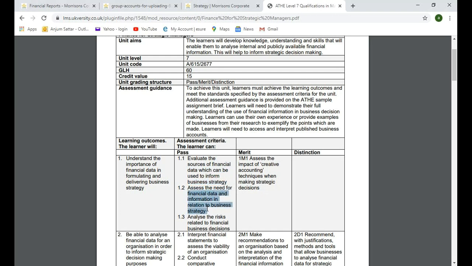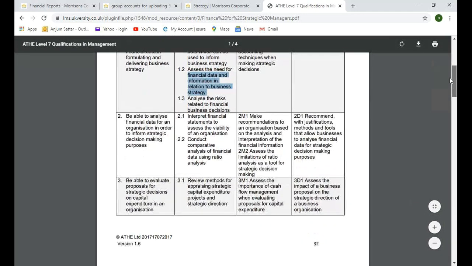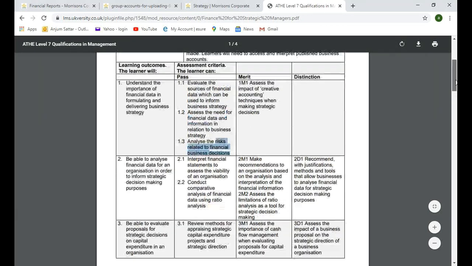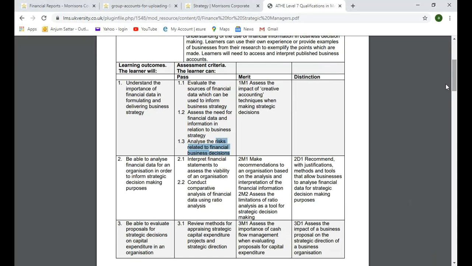Financial data information in relation to the business strategies: how this information helps, whether we are really working towards the strategy, what objectives we are achieving. This information will also help if we are not achieving them, what sort of corrective action we can take to achieve our business strategies, our strategic objectives. Analyze the risk. What is meant by risk? Risk means the probability of something happening.